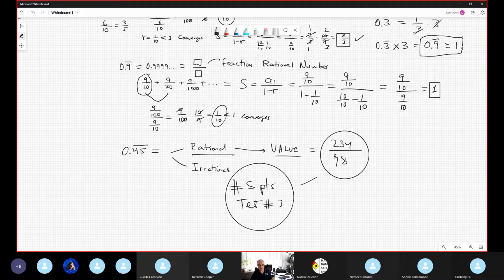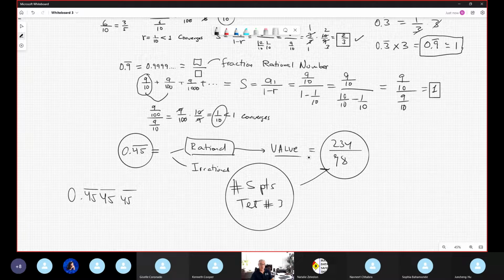So you explain me in detail this idea. What is the value of the rational number 0.45 repeating? So 0.45, 45, 45. Now, no repeat it here. It's 45, 45, 45, infinity 45. No?